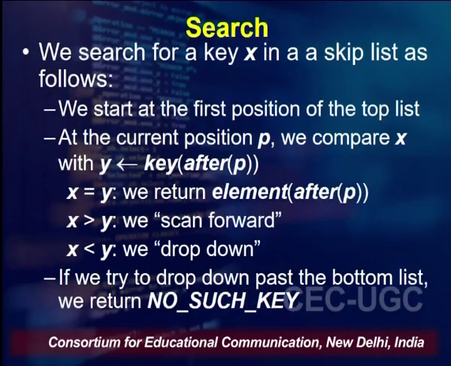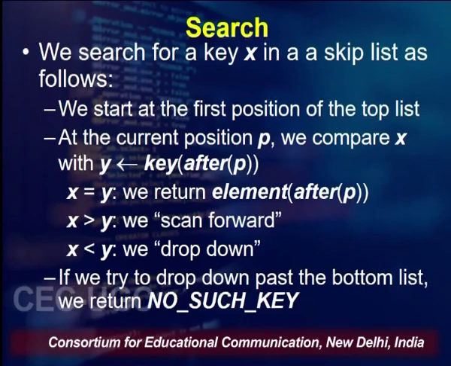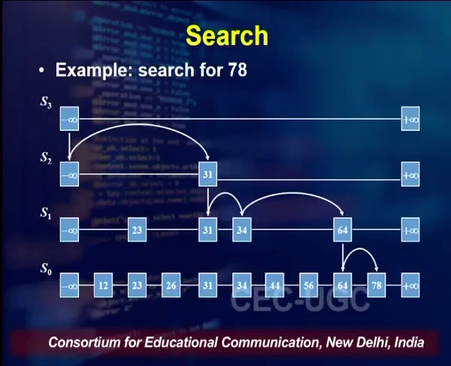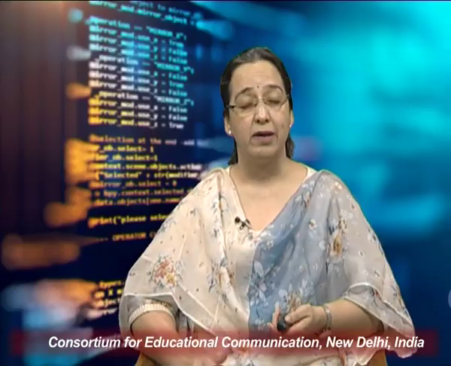So, this is the way we start at the first position of the top list, which is minus infinity, and at the current position P we will be comparing X with Y, which is the key after P. And if X equals Y, so for example, if we are looking for 31, then we have our element found at S2, and then we can report it. How to report it? Because it has elements replicated at the lower levels also, that we will see. But if it is the element which we are looking for, we can report it directly.